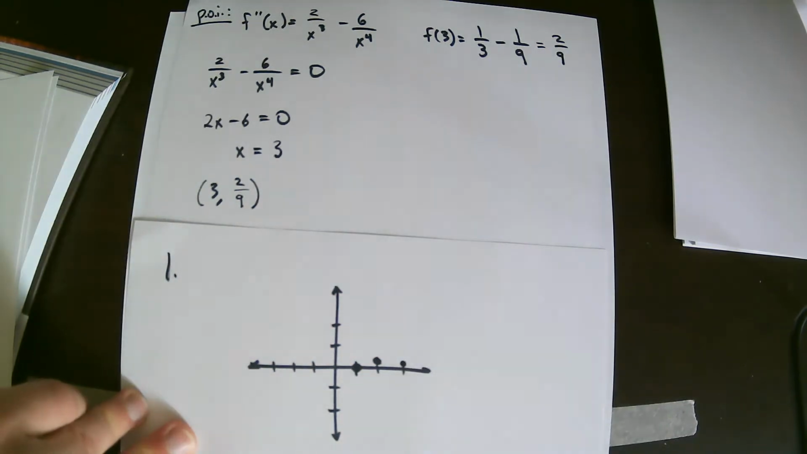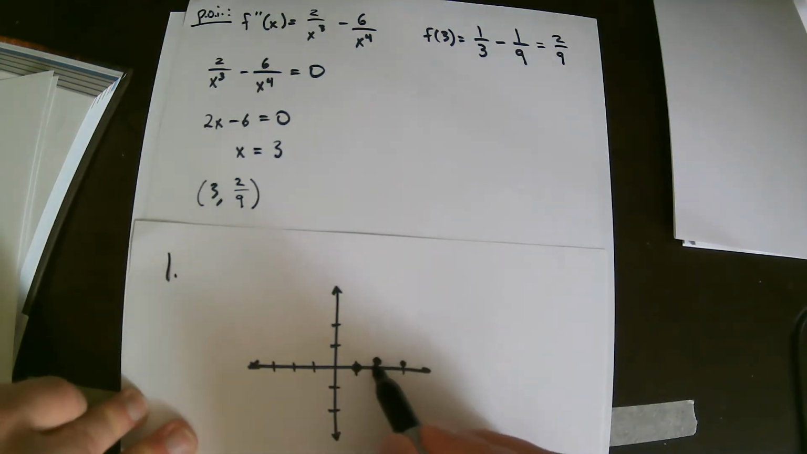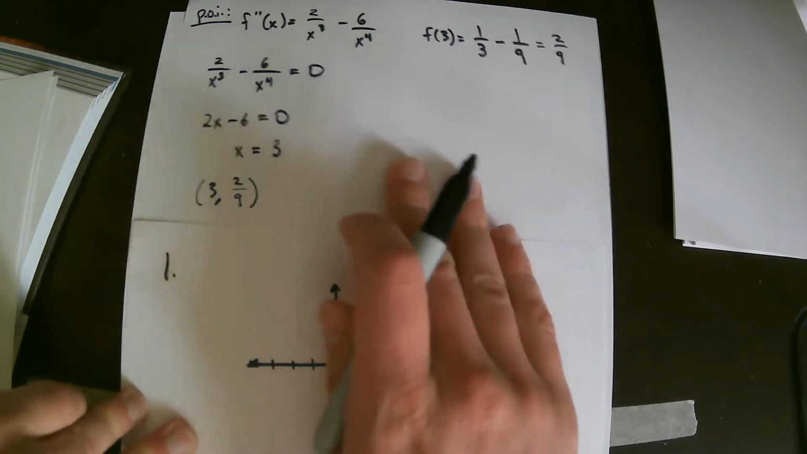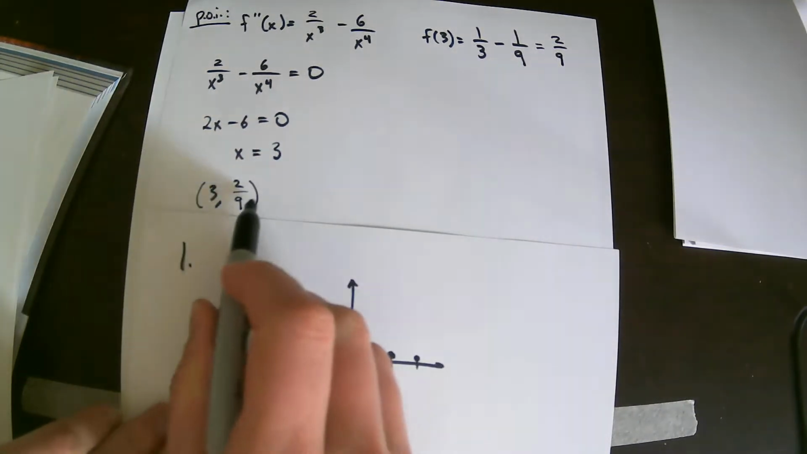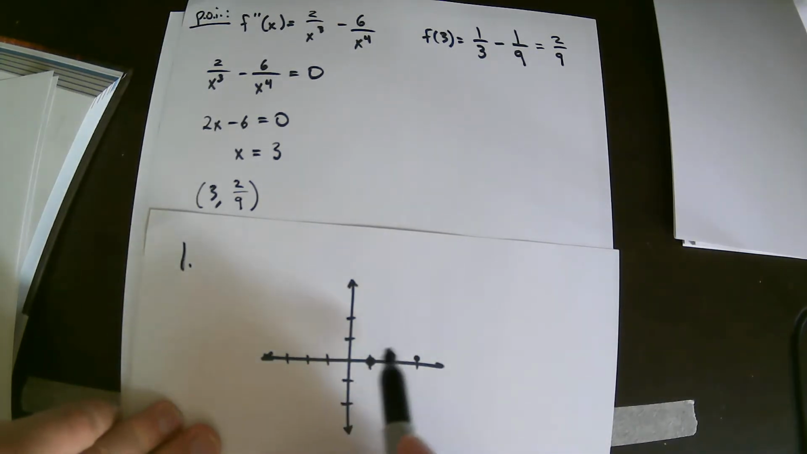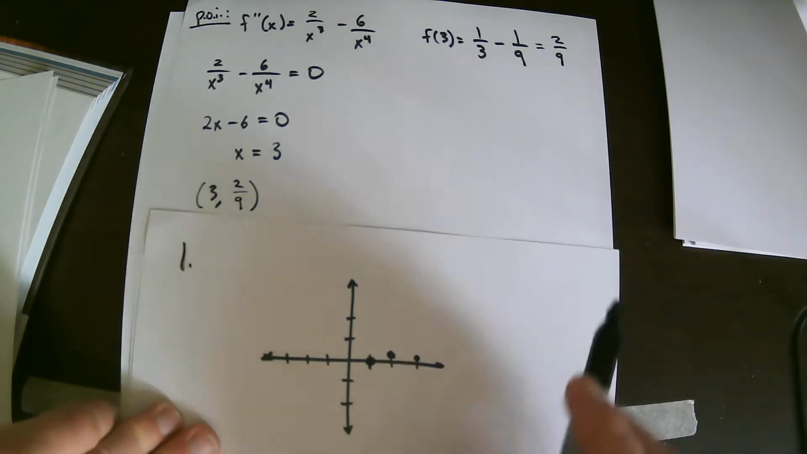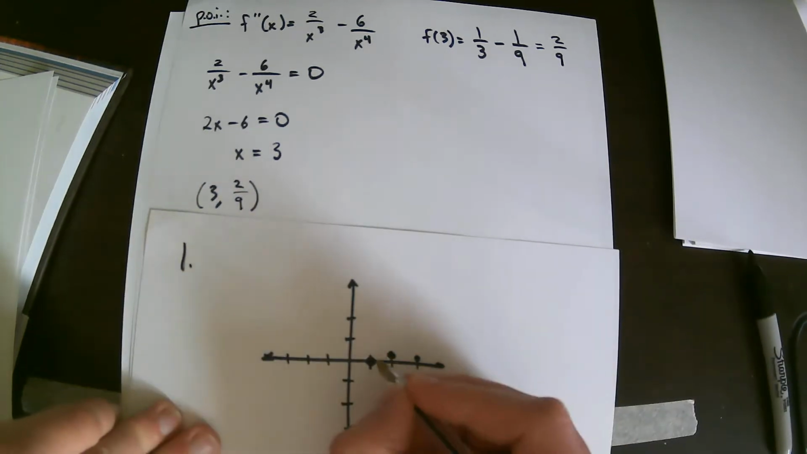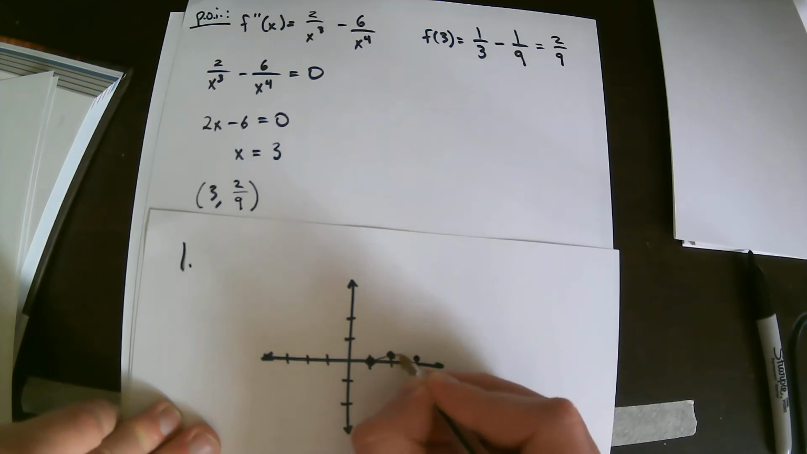So roughly there. But we know that this is a maximum. So this point has to come down to this point here. So we don't need to do any testing around this point to see if it's concave down and then up, because we already know that this point here is a maximum.